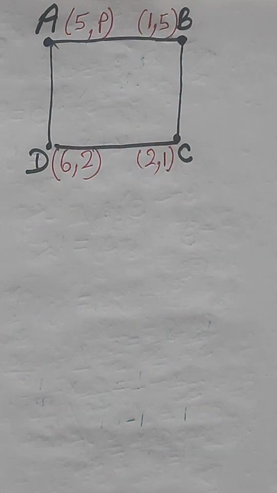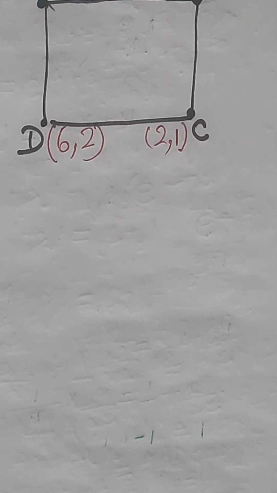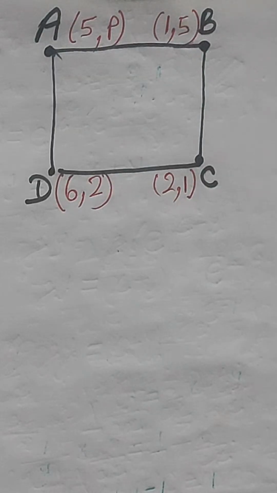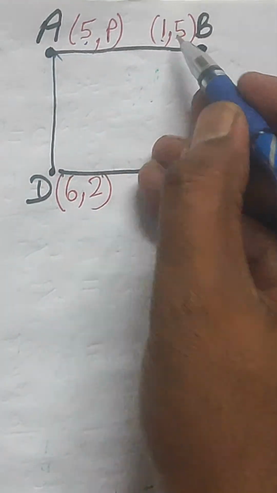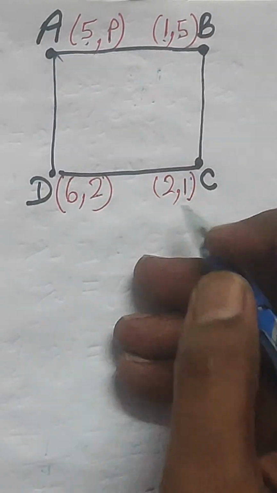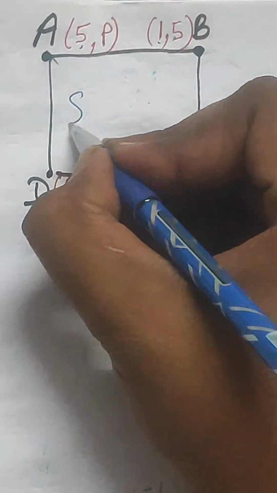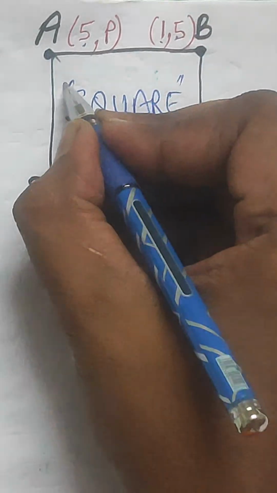So the question in front of us is, what is the value of P, if the abscissa and ordinate of all the four vertices of this square are given to you. So this is a square. This is the data which is given to you, right?